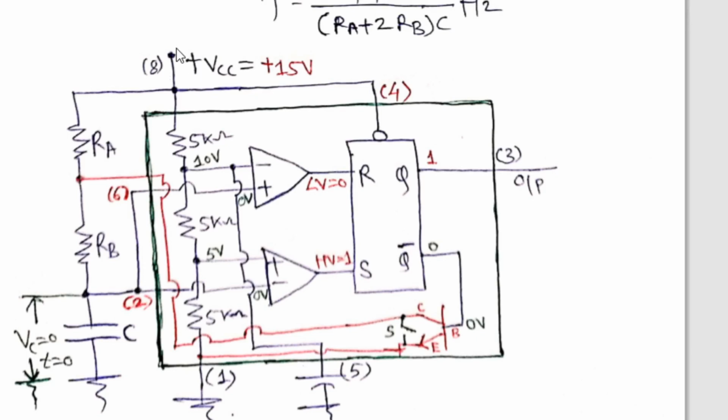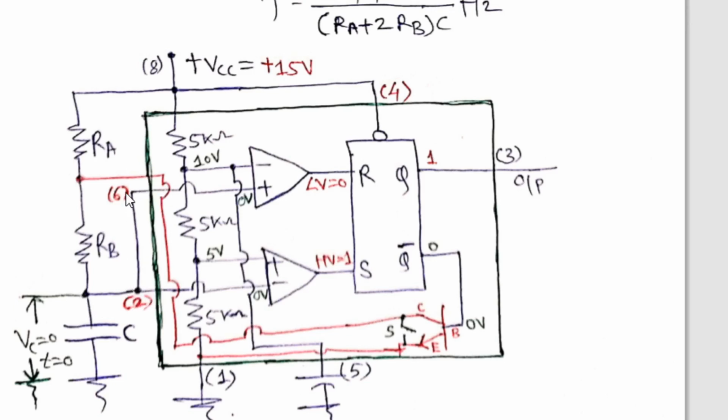Here, we have connected plus 15 volt. When we connect the plus 15 volt to the IC at pin number 8 over here, that 15 volt is simultaneously applied to RA, RB and C. In the beginning, I have considered this capacitor is initially discharged. Vc is equal to 0 volt at time t equal to 0, as soon as I turn on the power supply. The moment I turn on the power supply, the voltage across capacitor C, that is Vc, is equal to 0. So this 0 volt we have applied at pin number 2 and pin number 6, because pin number 6 and 2 are short circuited.